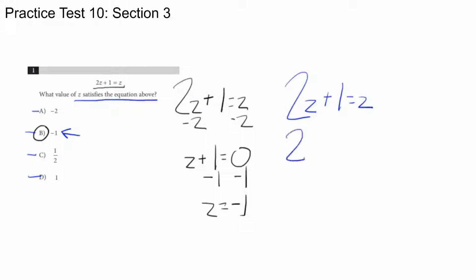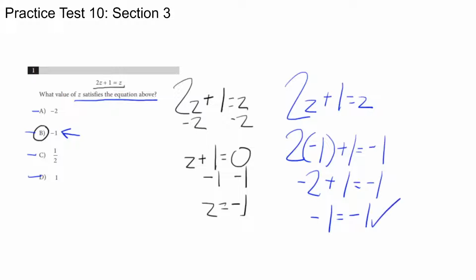So I have 2 times, again, we're assuming that the value of z is -1, plus 1 is equal to that value of -1 for z. If I do the math out, I get 2 times -1, which is -2, plus 1 is equal to -1. -2 plus 1 is -1, which is equal to -1, so my equation makes sense again with B as my answer.